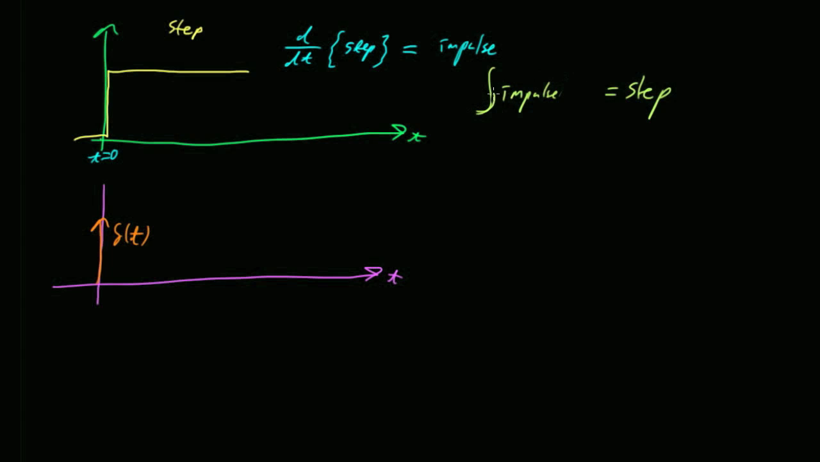Now, owing to the wonders of modern calculus, tell me. Oh, the board works perfectly today. Nice. Okay, so tell me, if the derivative of the step is the impulse, what do you think is the derivative of the step response?